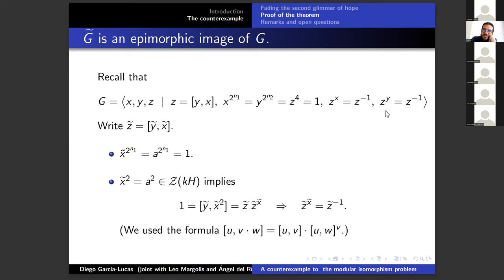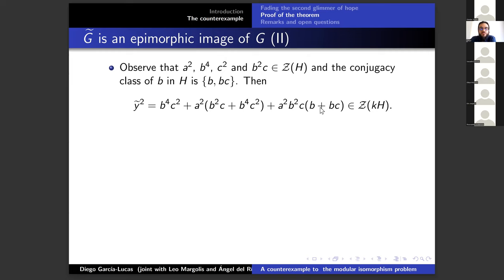This last relation can be proved essentially in the same way as this one, but with a little bit more complications. Indeed, it's not so clear that y tilde is in the center of the group algebra. To that end, observe that these elements here are in the center of the group H, hence they are in the center of the group algebra, and that this set here is a conjugacy class. It is well known that the sum of all the elements in a conjugacy class is always in the center of the group algebra over every field.